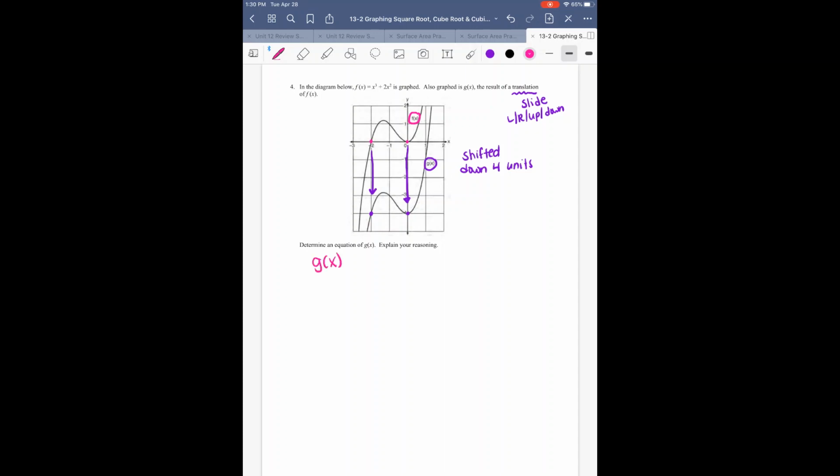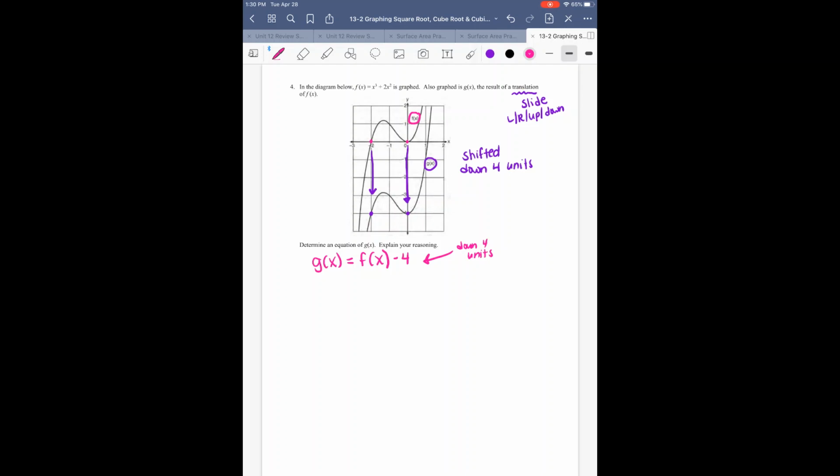So if I want to come up with an equation for g of x, g of x is the same function as f of x, except we're moving it down 4. When we're talking about a downward shift, it's on the outside of those parentheses. And because it's down, we're going to be subtracting 4. So down 4 units. If we were shifting it left or right, we would put those shifts inside the parentheses, similar to our unit on functions.